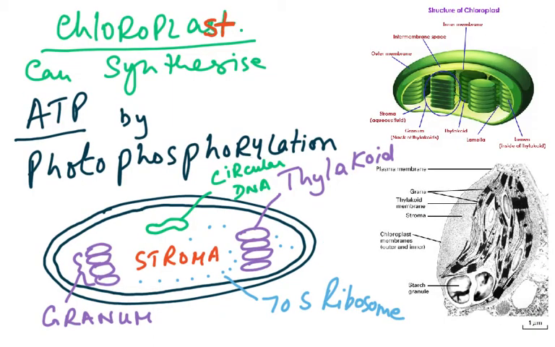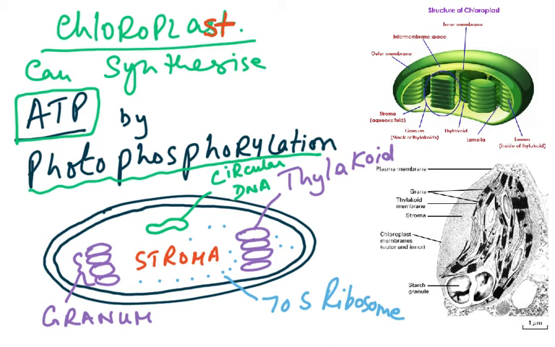Next, we've got to understand chloroplasts, which are part of plant cells. They are present not in all plant cells, but in some plant cells which can photosynthesize. So chloroplasts can photosynthesize and make glucose by the combination of carbon dioxide and water. But the important thing is that they can make ATP, and this process is called photophosphorylation. So the mitochondria can make ATP and the chloroplast can make ATP.